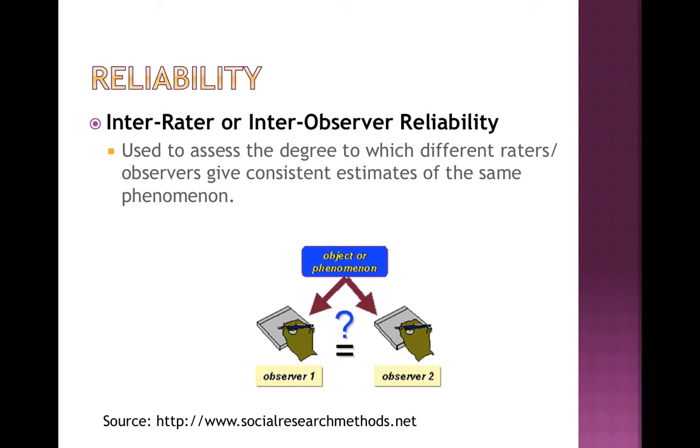So one way to test reliability is to look at inter-rater or inter-observer reliability. Basically you give the test to different people and you try to see whether or not it's measuring similarly.